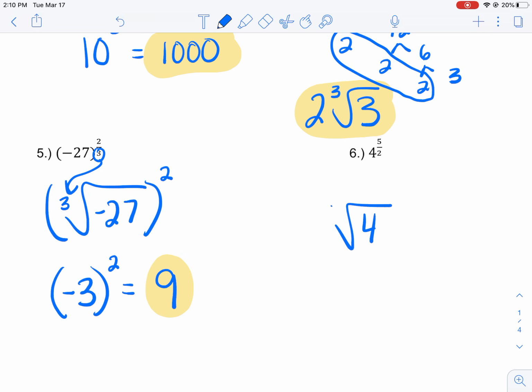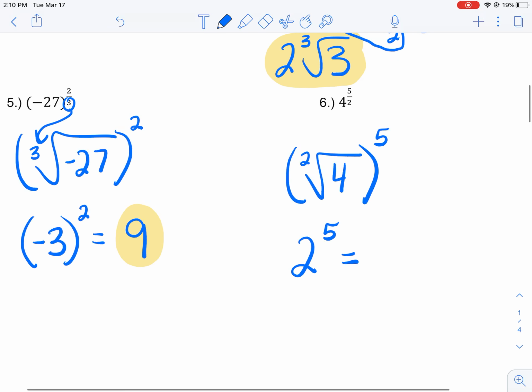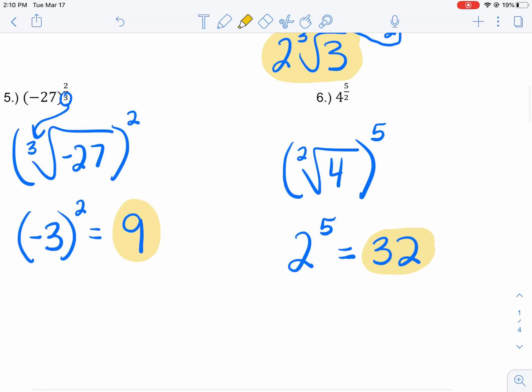And then the last one, we're going to take the square root of 4 and raise that to the 5th power. The square root of 4 is 2, and 2 to the 5th, you can use a calculator, you can use some mental math, but if you multiply 2 by itself 5 times, you get 32.